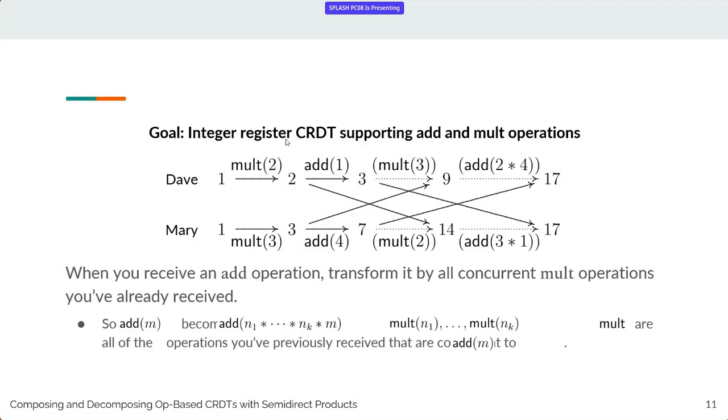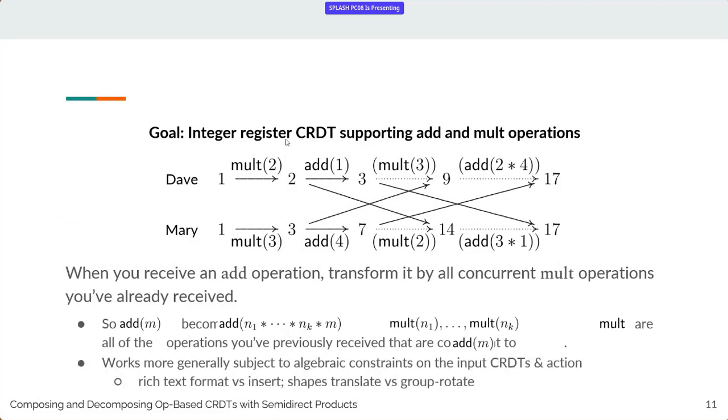More generally, we said, okay, add m operation, when you receive it, becomes add n1 times etc. times nk, where multiply n1 through nk are all of the operations you previously received that were concurrent to this new operation. So it's a bit of a funky rule, but it works out. As I said, we have a proof. And more generally, you can do this with any pair of CRDTs together with an appropriate transformation function, or we call it an action, that has to satisfy some algebraic constraints analogous to the distributive law.